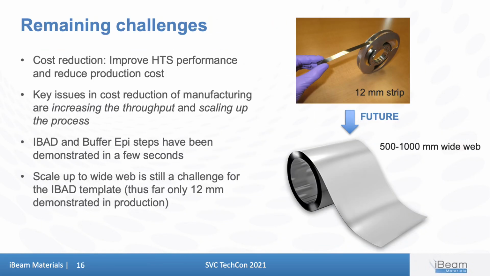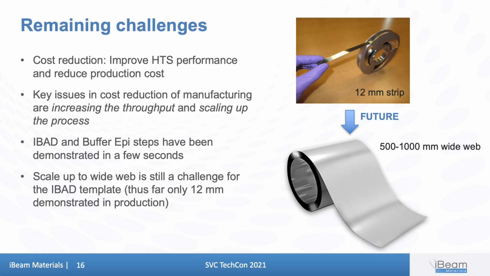There has been a lot of success in HTS wire development over the last couple of decades, but the key remaining issue is still cost reduction. This can be done, of course, in 2 ways, by improving the HTS performance and reducing the manufacturing cost. For the manufacturing cost, it is important to have high production throughput and scale up the process.